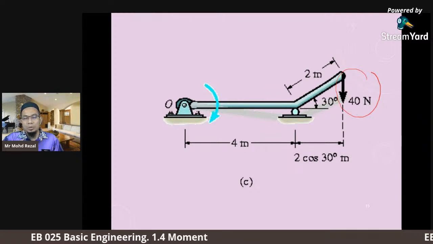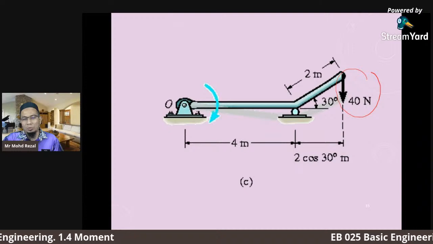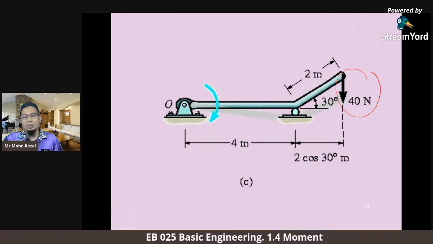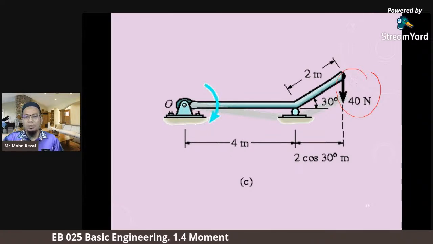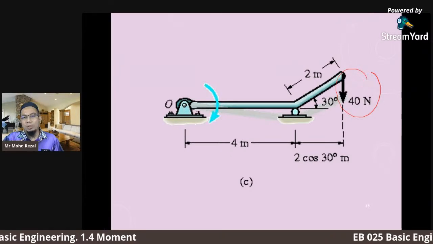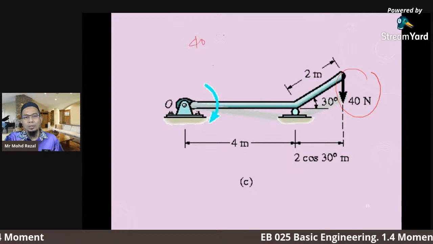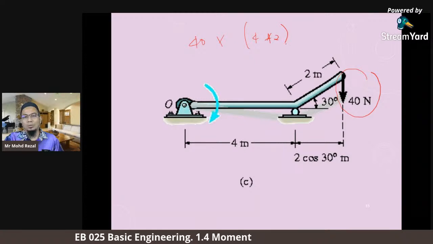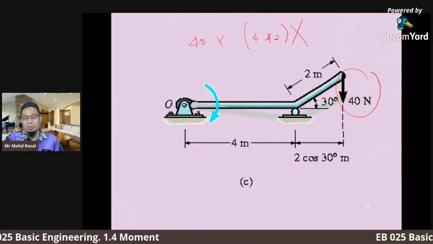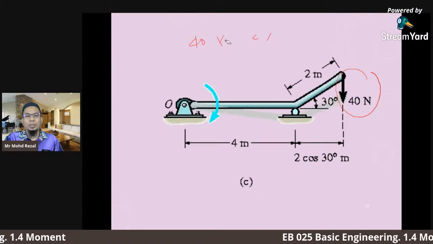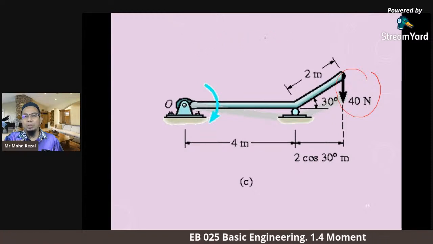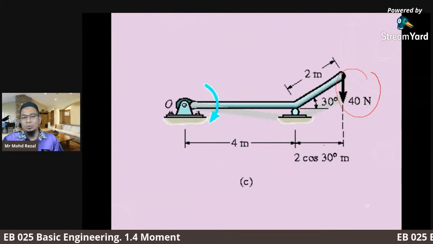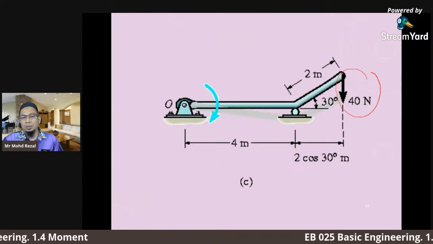I have told you that to calculate the moment, we must take force multiplied by perpendicular distance. So we cannot, for example, take 40 times (4 plus 2). It's wrong, absolutely wrong. We have to take the perpendicular distance. The perpendicular distance is 4 meter plus 2 cos 30 degree.